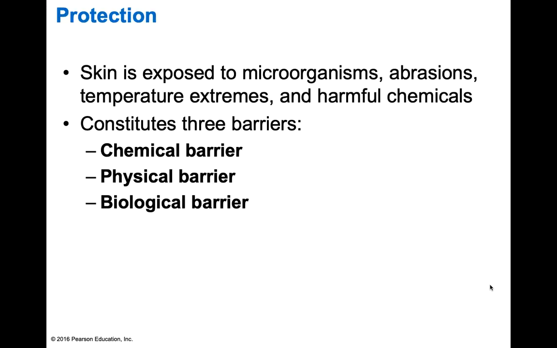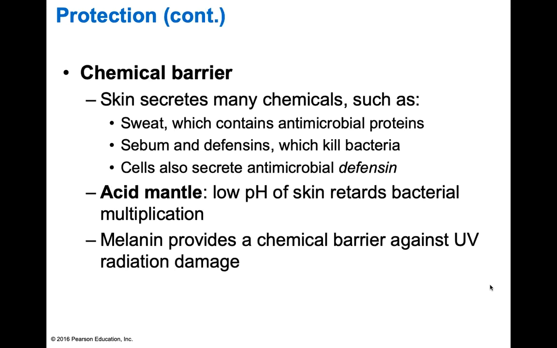For protection, our skin is a chemical barrier, a physical barrier, and a biological barrier. It helps keep out microorganisms and protects us against abrasions, temperature extremes, and harmful chemicals. As a chemical barrier, skin secretes many chemicals like sweat, sebum, and antimicrobial substances like defensins, which lower the risk of infection because they can kill bacteria. It also has an acid mantle, a low pH that stops or slows bacterial growth. And melanin provides a chemical barrier against UV radiation damage.